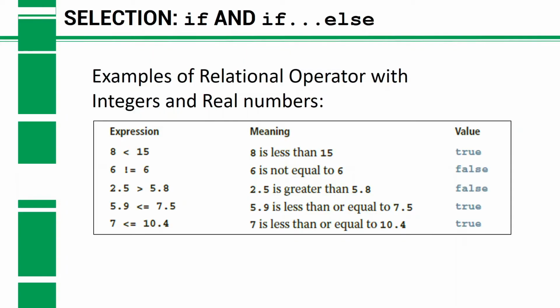So these are examples of the relational operators with integers and real numbers. So first, 8 is less than 15, so the value of this one is true. So 6 is not equal to 6 is of course false. 2.5 is greater than 5.8 is false. 5.9 is less than or equal to 7.5, so that is true. And 7 is less than or equal to 10.4, that is true.